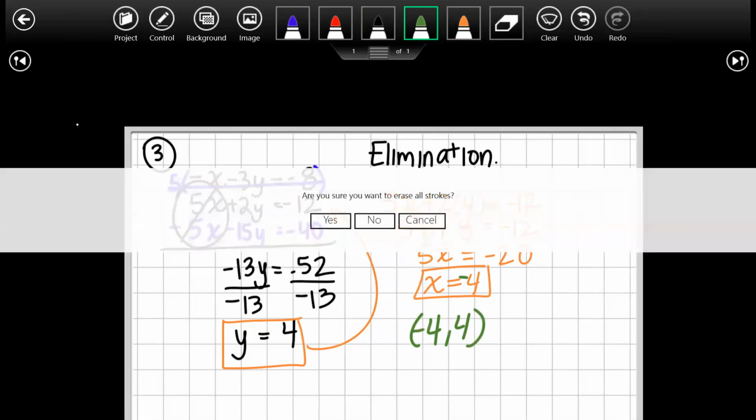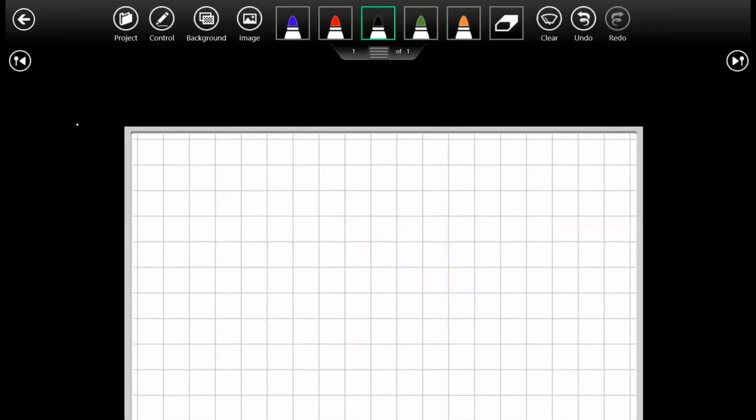Our next one is going to tell us to clear it. So I'm going to clear this one. Number 4 is substitution. We're given the equation y is equal to negative 4x plus 1.